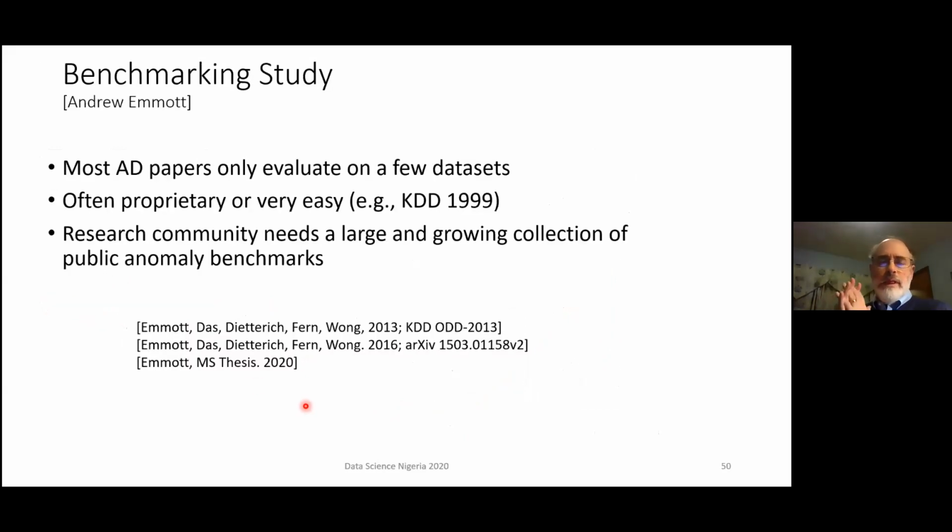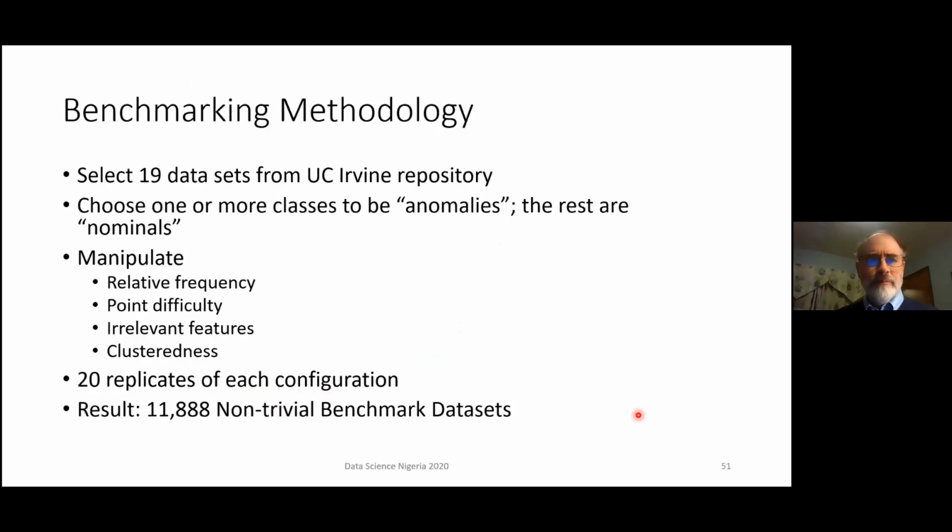So my student, Andrew Emmett, did a large benchmarking study to try to compare all of these different anomaly detection algorithms, because it was our observation that the research community was not doing a very good job on benchmarking. And so you can get his earlier version of his work from arXiv. His master's thesis should be available soon from Oregon State University. It may already be online at the OSU library. But here was our benchmarking methodology.